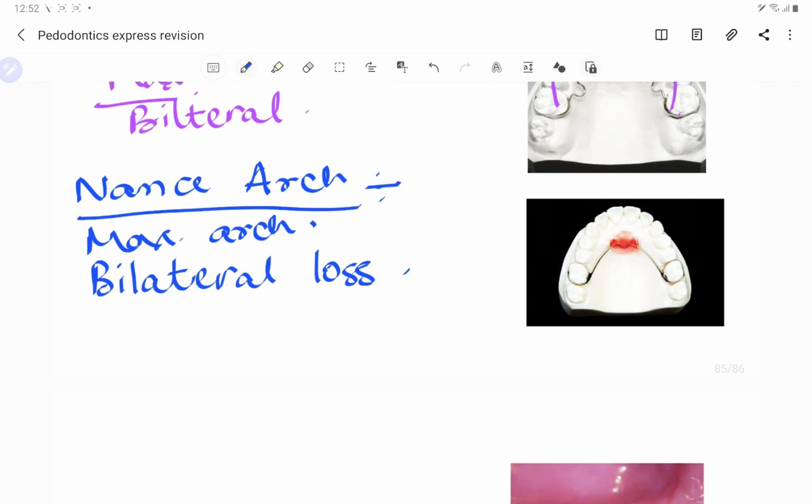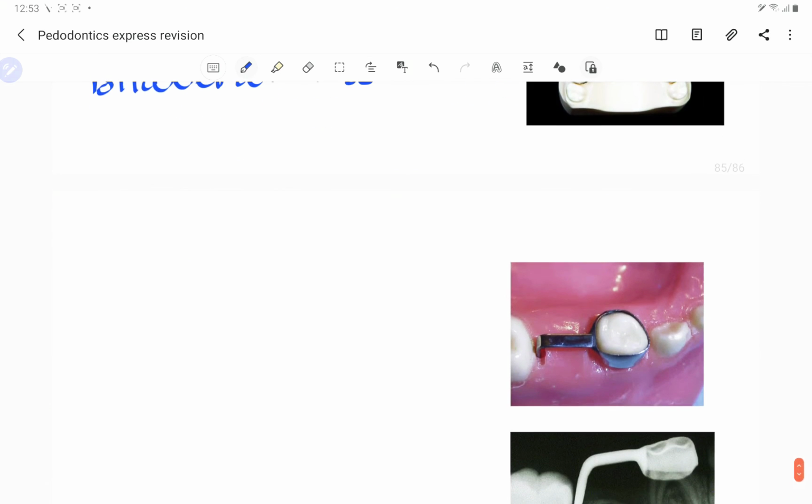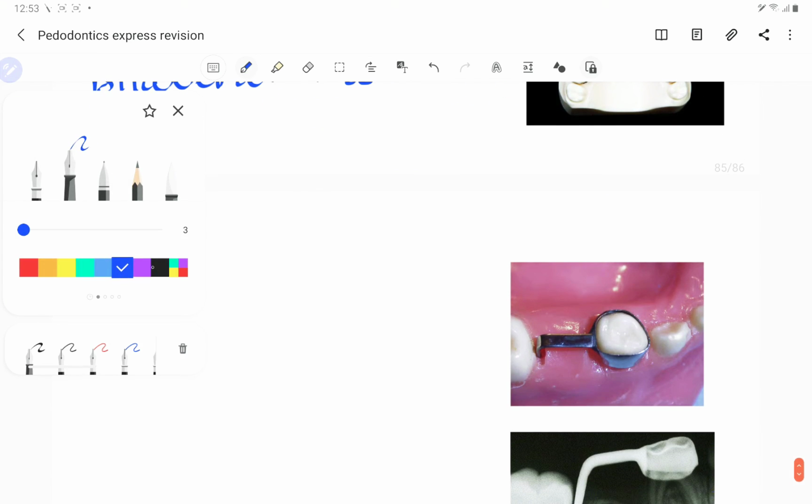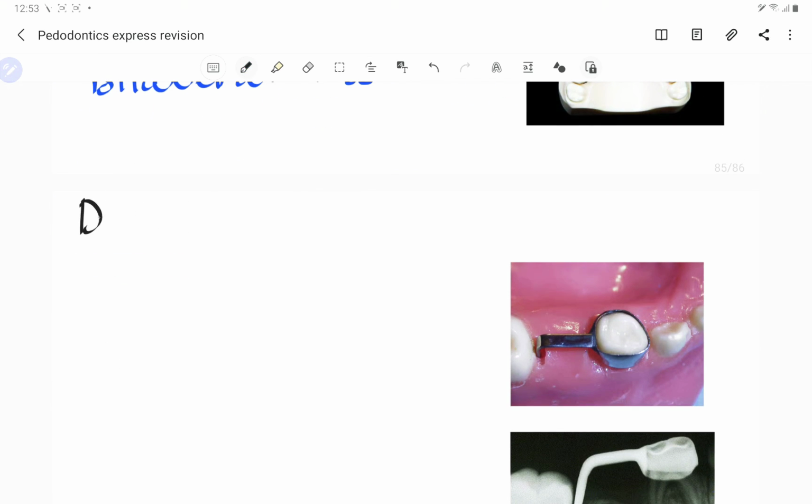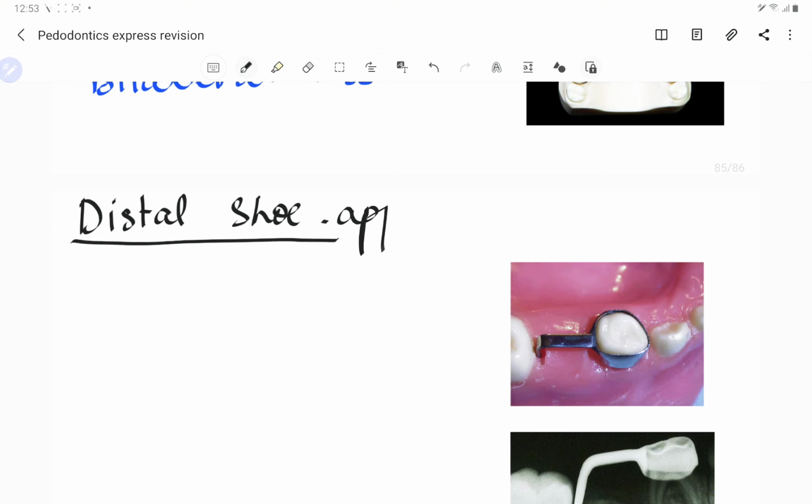And you can see that arch wire is resting on the palatal rugae, so on the palatal vault. Next one we have, guys, is the distal shoe, which is very important. Distal shoe appliance, or we also call it distal shoe space maintainer or intraalveolar appliance, because it is going inside.